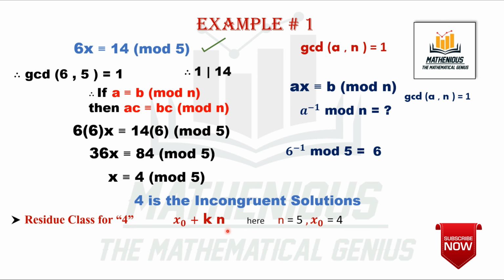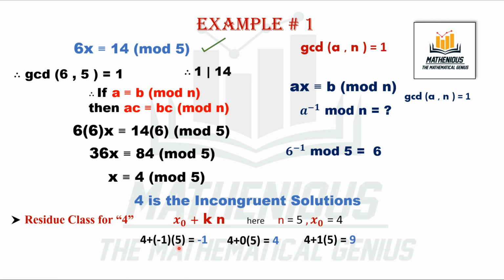Now just simply put k is equal to 0, we have the answer 4. If we put k is equal to 1, we will find the answer 9. If we put k is equal to minus 1, we will find the answer minus 1. If we put k is equal to 2, we will find the answer 14. And if we put k is equal to minus 2, we will find the answer minus 6, and so on, on both sides. This will continue up to infinity and negative infinity on both sides.